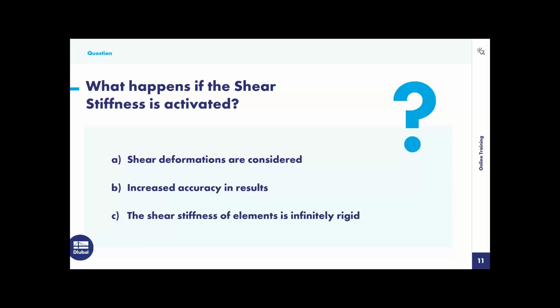All right, so it looks like the majority of people are saying B. It's about a mixed result. So the question is, what happens if the shear stiffness is activated? In RFEM, the shear stiffness is activated by default, and the correct answer is A: shear deformations are considered. B, increased accuracy in results, is somewhat true, so that could also be a correct answer, but the correct answer is A, shear deformations are considered. C, the shear stiffness of elements is infinitely rigid, would be true if the shear stiffness was not activated.